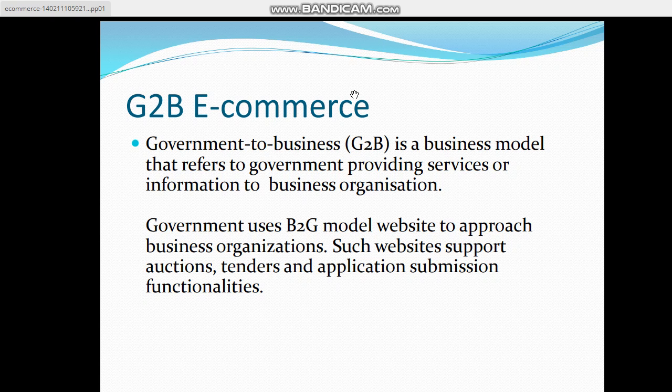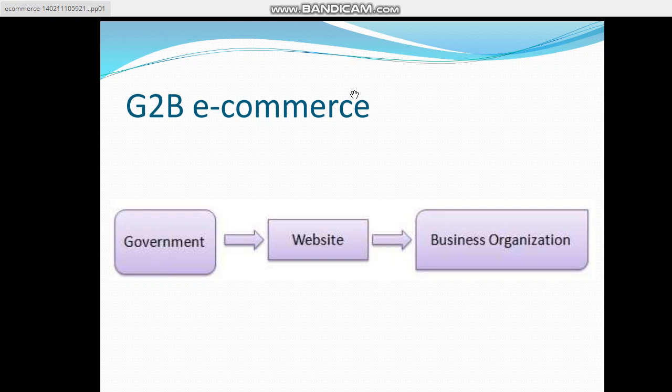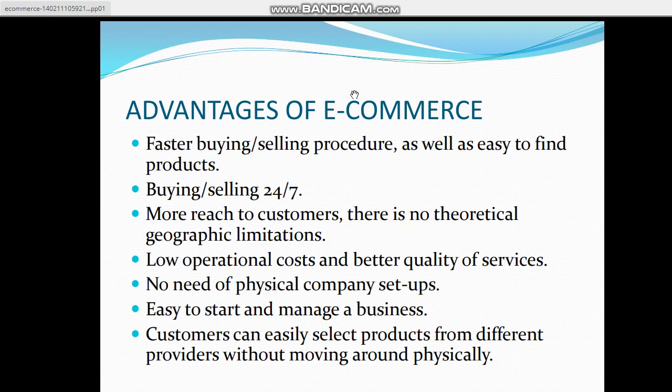What is G2B e-commerce? Government to business is a business model that refers to government providing services or information to business organizations. Government uses the B2G model website to approach business organizations; such websites support auctions, tenders, and application submission functionalities. G2B e-commerce flowchart: government to website and website to business organizations.